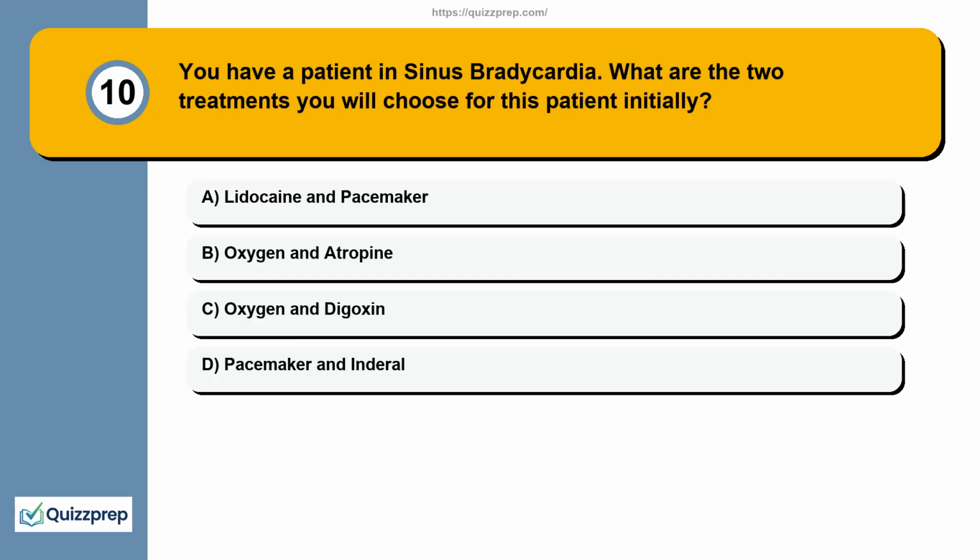Question 10. You have a patient in sinus bradycardia. What are the 2 treatments you will choose for this patient initially? Lidocaine and pacemaker, oxygen and atropine, oxygen and digoxin, pacemaker and Inderal.